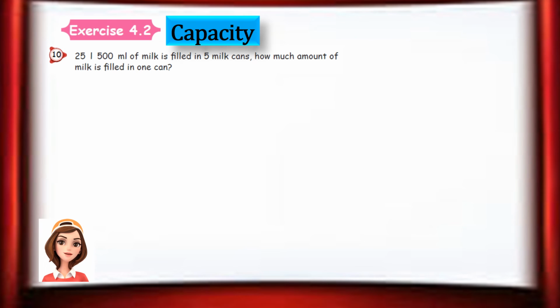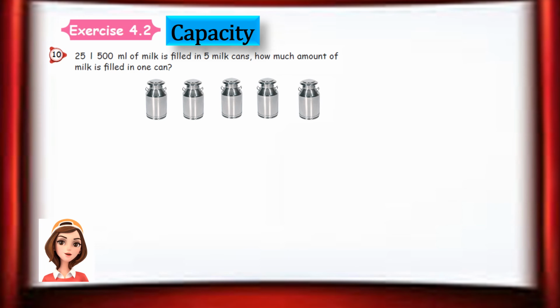10th sum, and this is the last one. 25 liter 500 ml of milk is filled in 5 milk cans. How much amount of milk is filled in 1 can? So what are they saying here ma? So 5 milk can la மொத்தமா 25 liter 500 ml of milk is there னு சொல்றாங்க, ஓகேவா? That means one canல, ஒரே ஒரு canல மட்டும் எவ்வளவு milk இருக்கும் அப்படின்னு சொல்லி கேக்குறாங்க நம்மள, ஓகேவா?